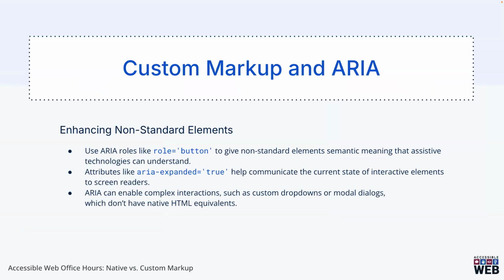ARIA provides a set of attributes that allow you to add accessibility information to elements that don't have it natively. This can be particularly useful for creating complex UI components like custom dropdowns, sliders, or modal dialogues. For example, you can take a simple div and use ARIA attributes like role equals button and ARIA pressed equals true to make it act like a button.